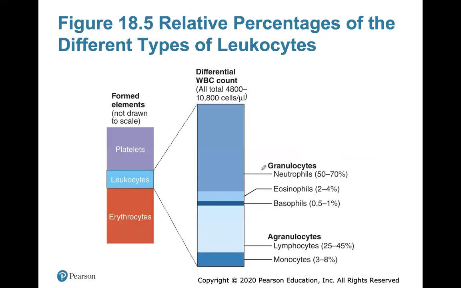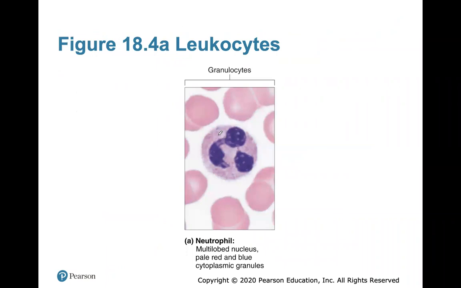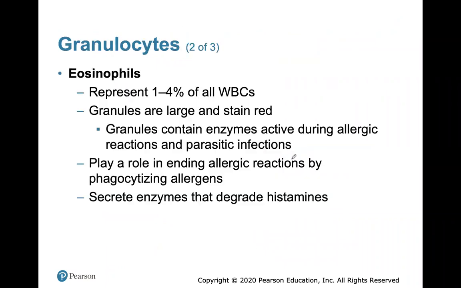Here's the relative percentages of the different types of leukocytes. You can see neutrophils are at the top, with basophils at the bottom because those are the least numerous. The neutrophils are the most numerous. Their nucleus has 2 to 6 lobes in it. They phagocytize and destroy bacteria, and this is what a neutrophil looks like. Again, make sure you know what that one looks like.